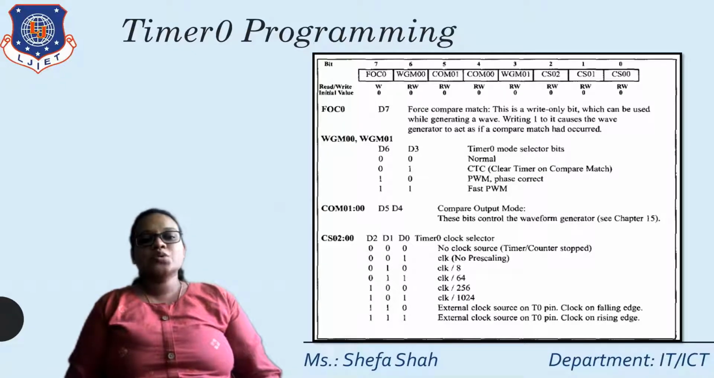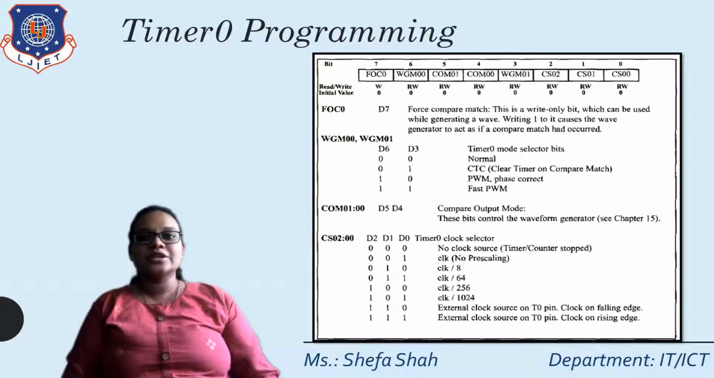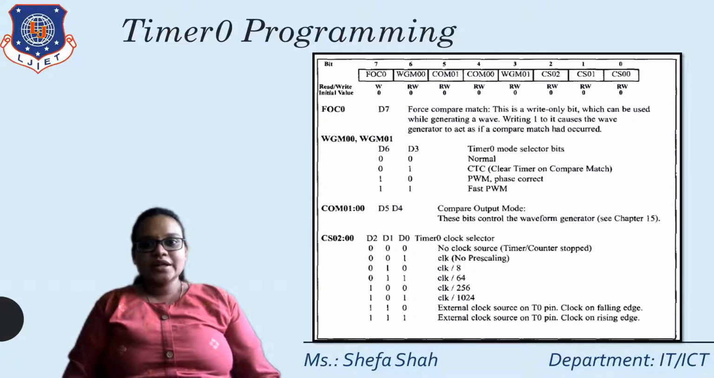Right, so as you can see in the 3rd and 5th, 6th bit, that is WGM00 and WGM01. As it is a 2-bit field, it will be a combination of 4: 00, 01, 10 and 11. Out of these 4 combinations, we are using the first combination, that is if both the bits are 0, then timer 0 is working in the normal mode. And if the value is 0, 1 in D6 and D3, then timer 0 is working in the CTC mode. So these 2 modes will be discussed in this timer 0 programming.